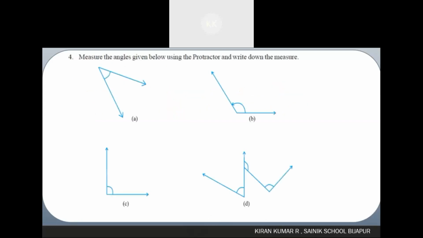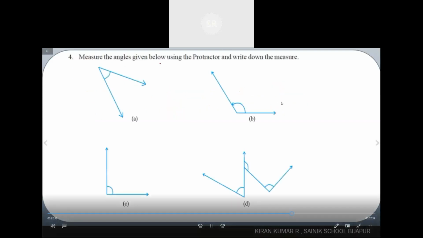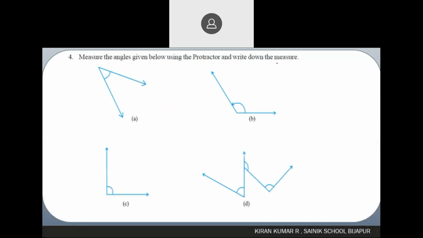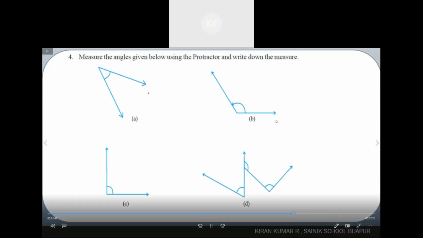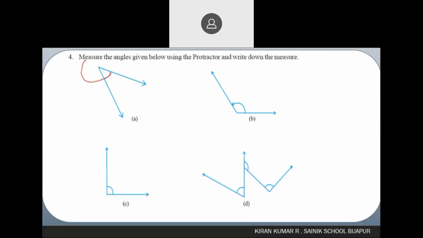Question number 4. Measure the angles given below using a protractor and write down their measure. This particular question, I'll leave it to you. You need to measure using a protractor. You have to place the protractor in such a way that the zero of the protractor lies at this point, and you need to measure from this direction. If you do that, probably you'll get 45 degrees. You can check this out.